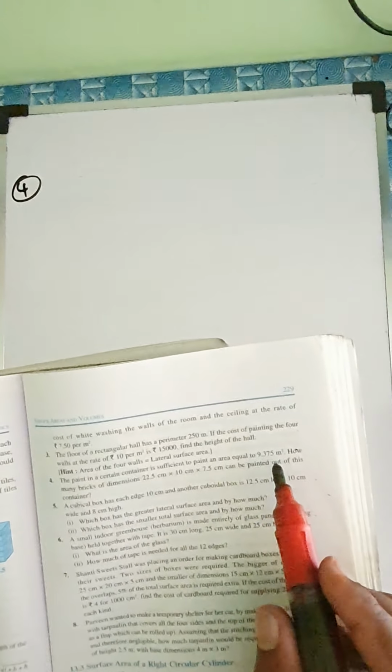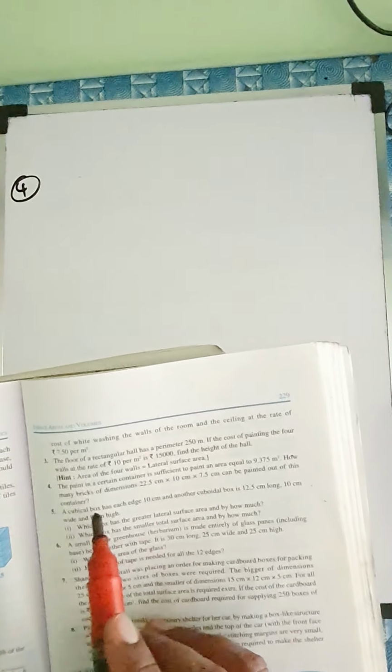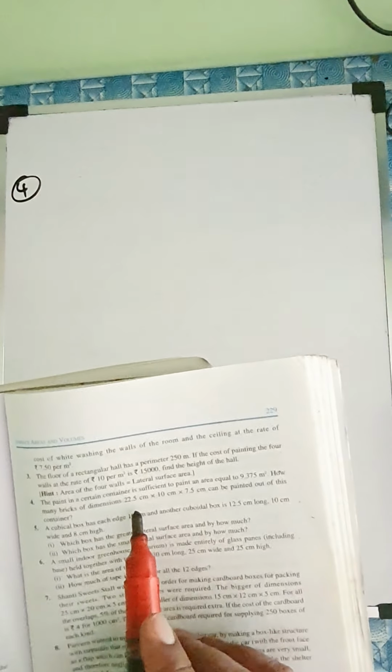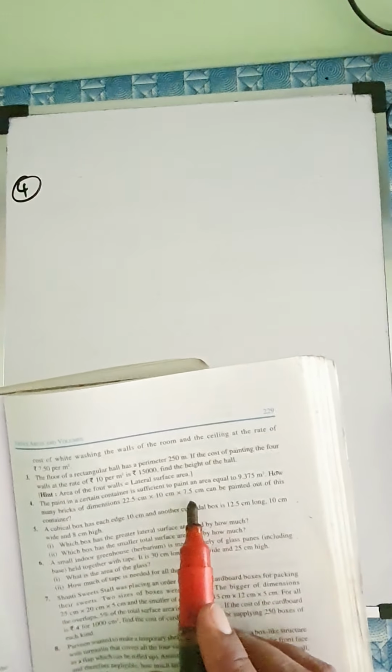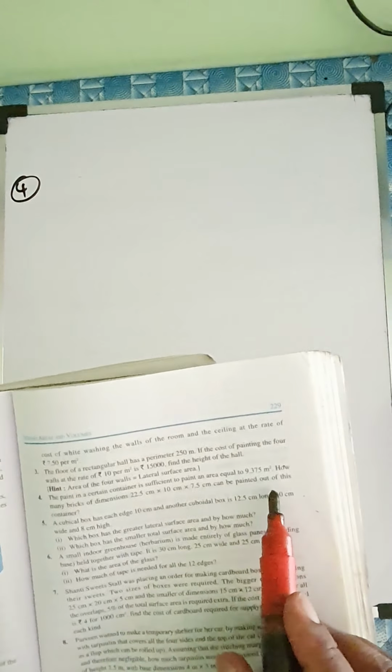So question number 4: the paint in a certain container is sufficient to paint an area equal to 9.375 meters square. How many bricks of dimension 22.5 centimeter, 10 centimeter, 7.5 centimeter can be painted out of this container?